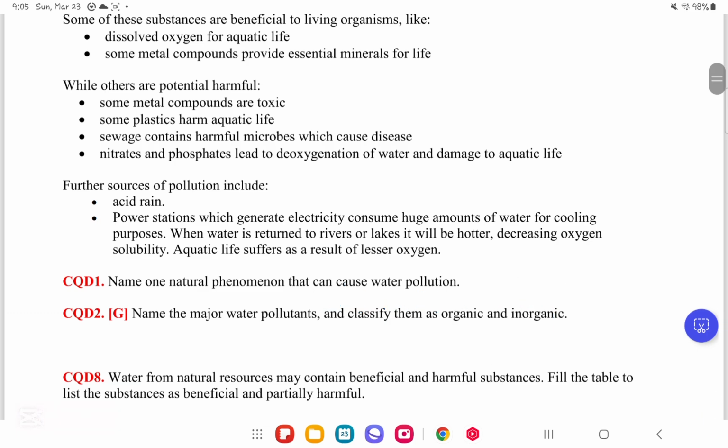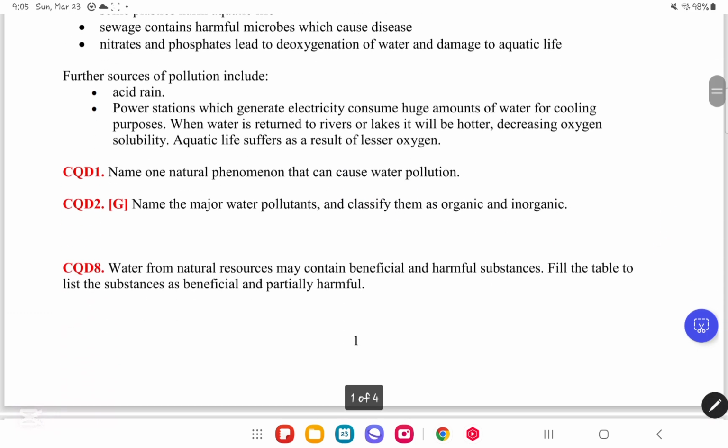We move on to CQD number 2, which is a grid. They said, name the major water pollutants and classify them as organic and inorganic. Organic and inorganic is different from natural and unnatural. Natural means it happens by nature. Unnatural means there is human intervention in the process. Whereas organic and inorganic means it's made out of purely natural things, but humans made it, so definitely this is human intervention.